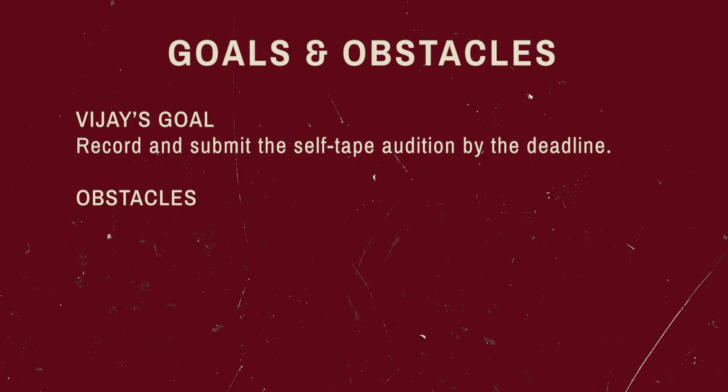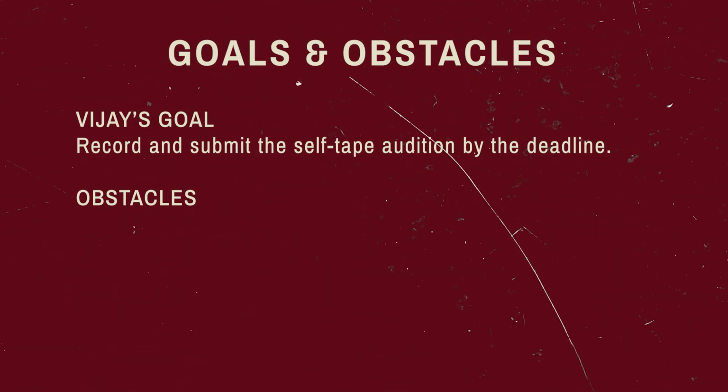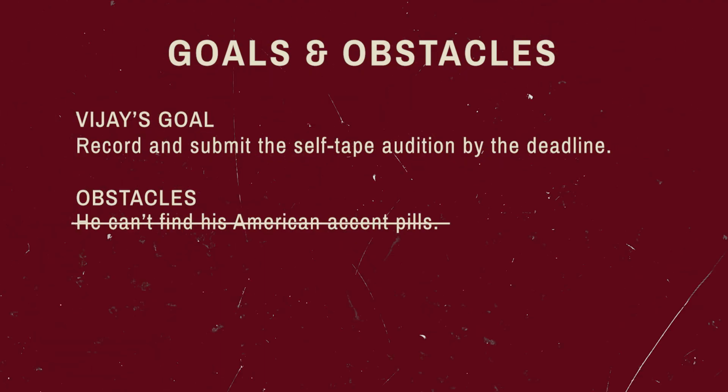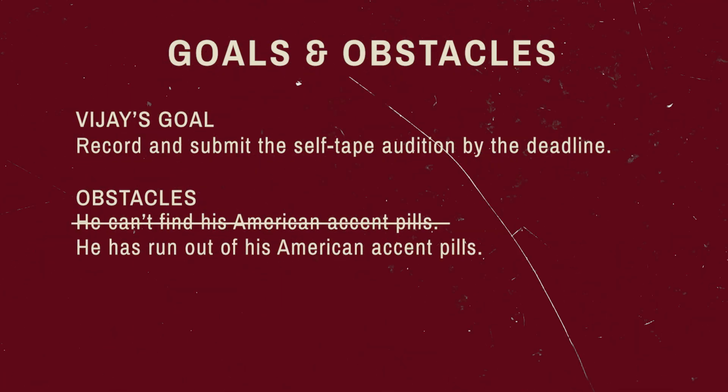Our guy has to do an American accent for the self-tape, and so one idea for an obstacle was, what if he can't find his pills? That was the first idea we had for an obstacle, and eventually in the finished script, that became, he's run out of American accent pills. At this point, we've got a pretty interesting and quirky concept, we've got a character with a goal, and we've got an obstacle for him.